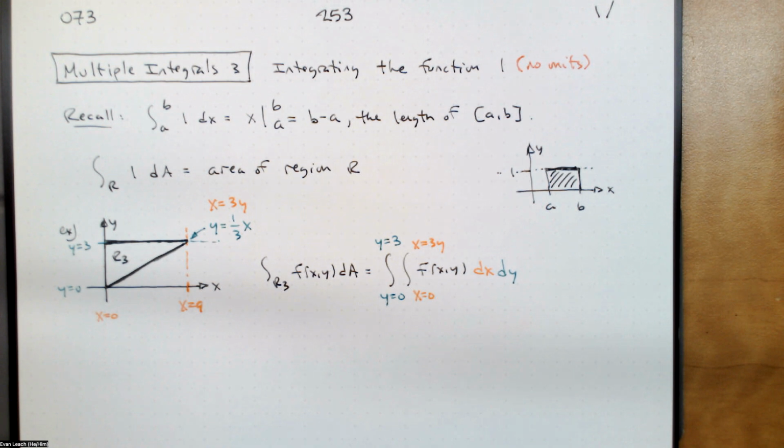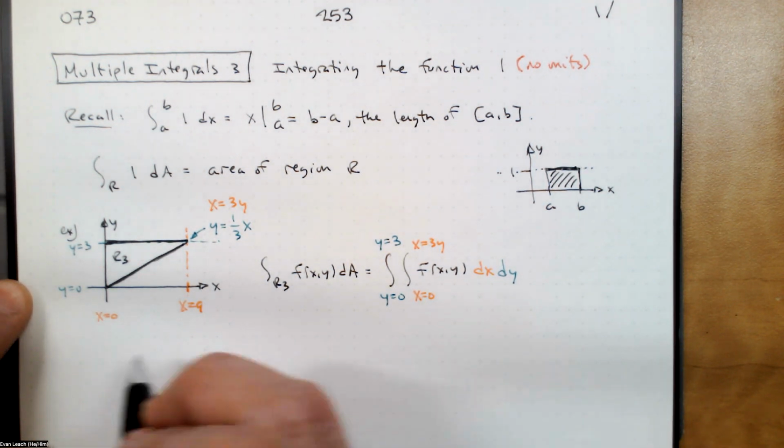So I just said that if we let f of x, y equal 1 and integrate that, it should give us the area of the region. The reason I'm picking this particular region is because we already know what its area is. It's going to be half of 3 times 9, so 27 over 2, 13 and a half. So we know what the area is supposed to be, and if we don't get that, then there's something wrong.